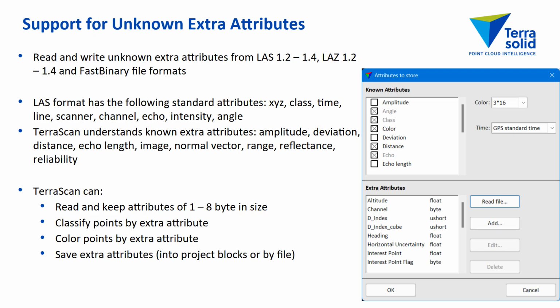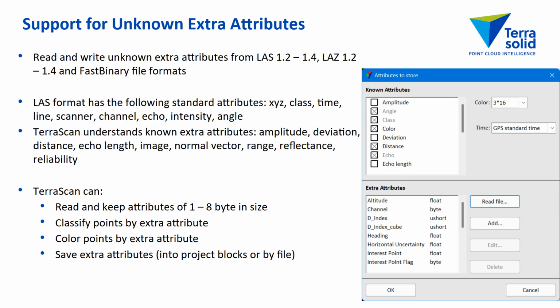Many of those are something TerraScan understands. TerraScan has specific code for handling amplitude values, or making use of reliability, or making use of normal vector information. So these are known extra attributes, something TerraScan knows about, but which go outside the standard LAS point record attributes.